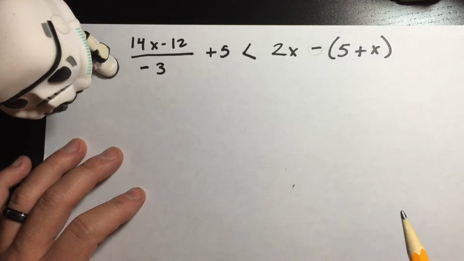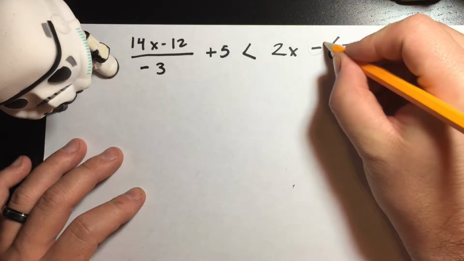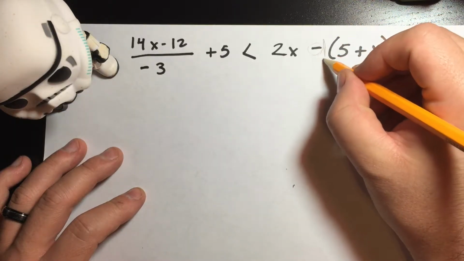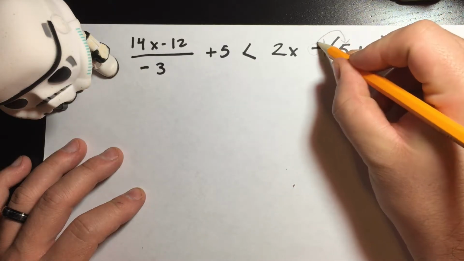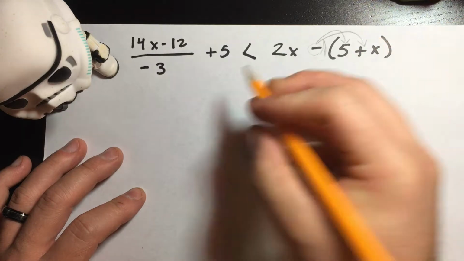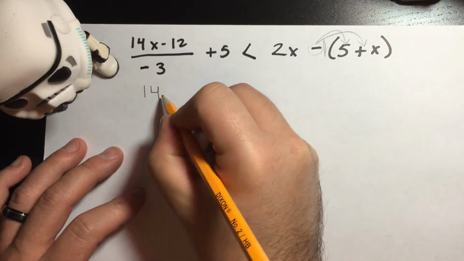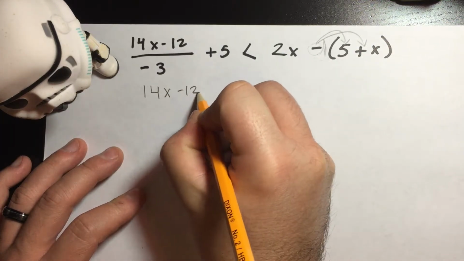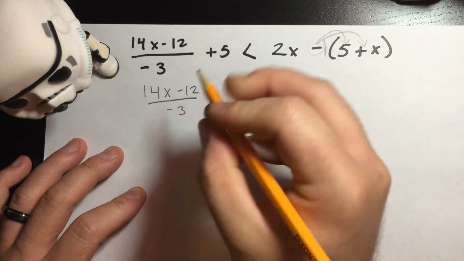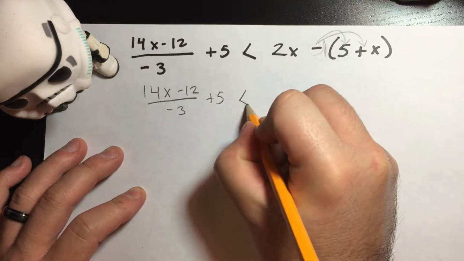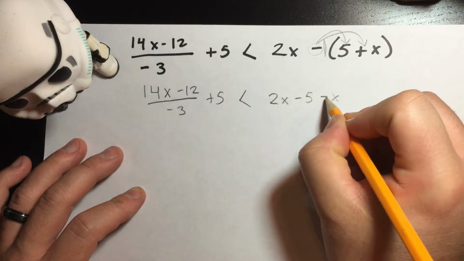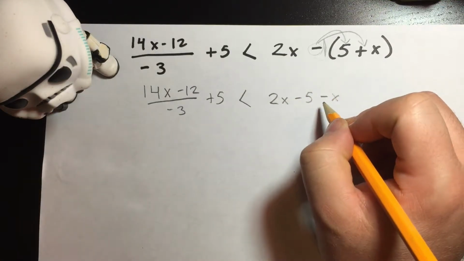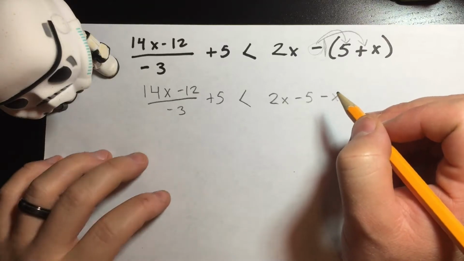So something that some people like to do is put this 1 here because it's really just a -1 being distributed. So it's a -1. We distribute to all of this. So the next line is really 14x minus 12 divided by -3 plus 5 less than 2x minus 5 minus x. It flips the sign. Both are positive, now they are negative.